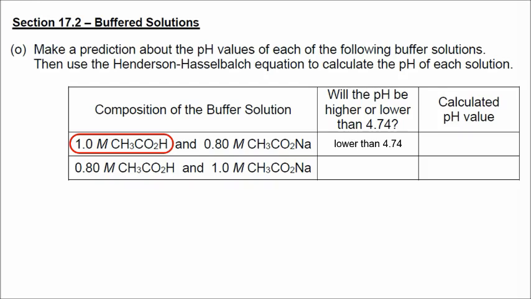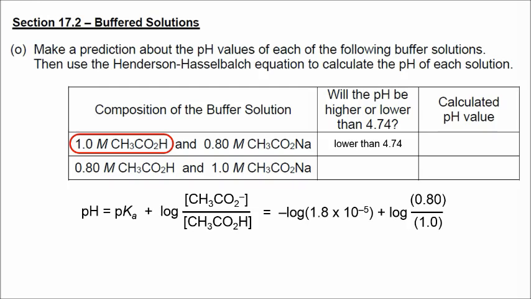When we plug these numbers into the Henderson-Hasselbalch equation, we get pH equals the pKa plus the log of base over acid. That's 0.8 over 1. And this gives us a pH of exactly 4.64. So it is slightly less than the pKa.